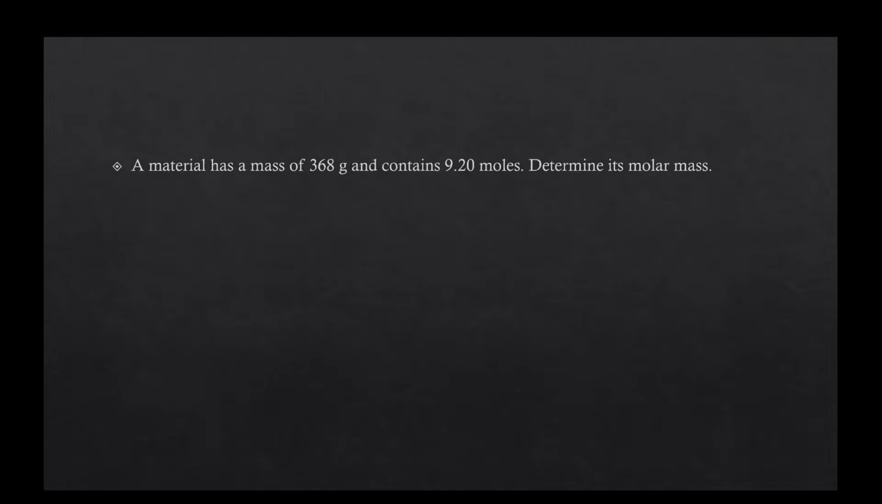A material has a mass of 368 and contains 9.20 moles. Determine its molar mass. So moles equals mass over molecular weight or molar mass. Since it's 9.20 and we know the mass, 368, all we have to do is perform a bit of algebra. X equals 368 over 9.20. X equals 40 grams per mole.